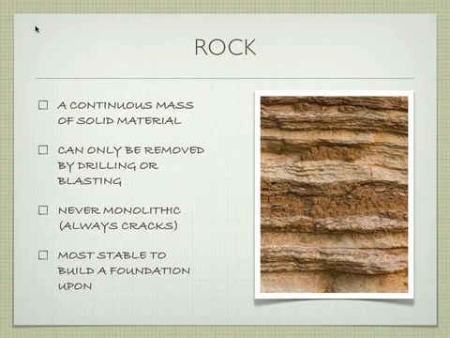So let's talk a little bit about the different types of soils. The first thing we're going to talk about is rock. Rock is just a continuous mass of solid material for the context of this class. Certainly there are different types, like granites, marbles and limestones, and there are variations in how strong they are, but for the scope of this class, rock is rock.